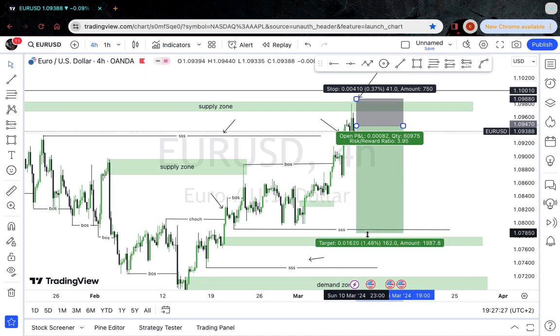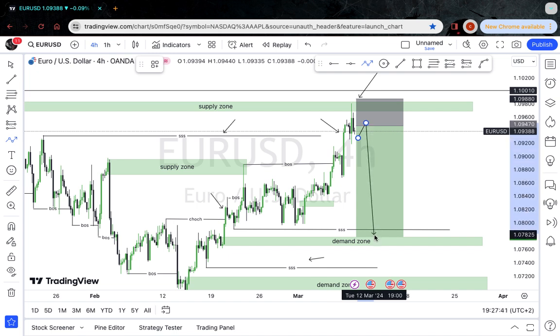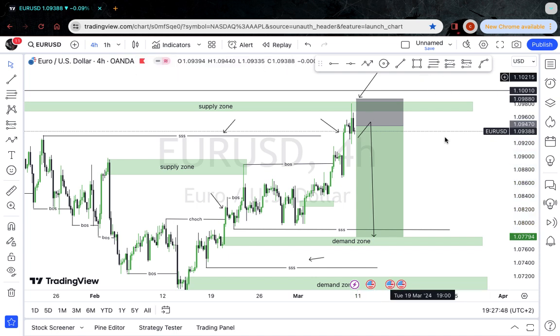My first target is gonna be this first demand zone. So I'll wait for the market to open, maybe come back here, and then I look for selling opportunities during London session. Also, if it takes out this demand zone, then that's where I can be targeting the extreme demand zone, which is this one here.